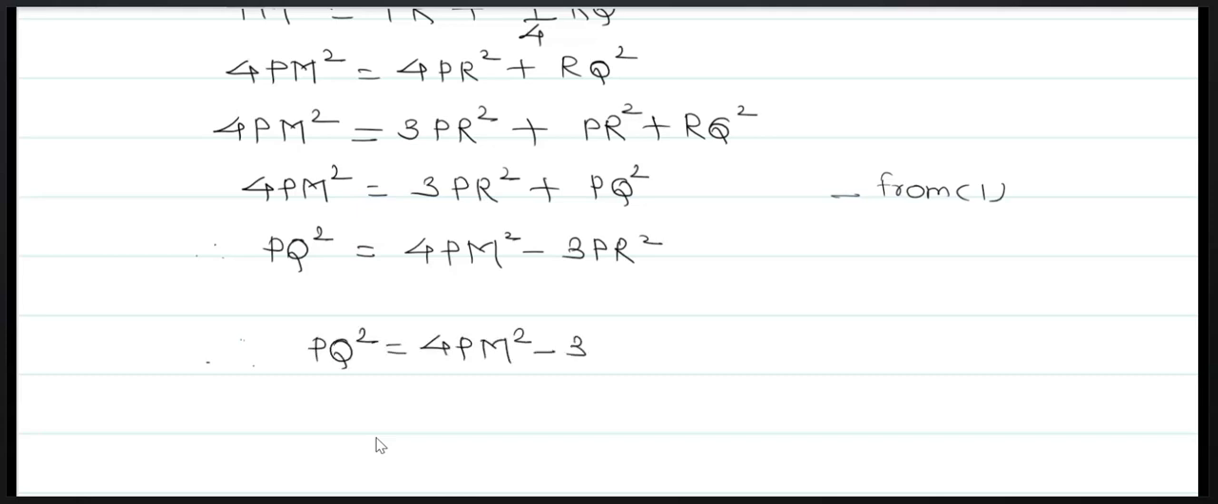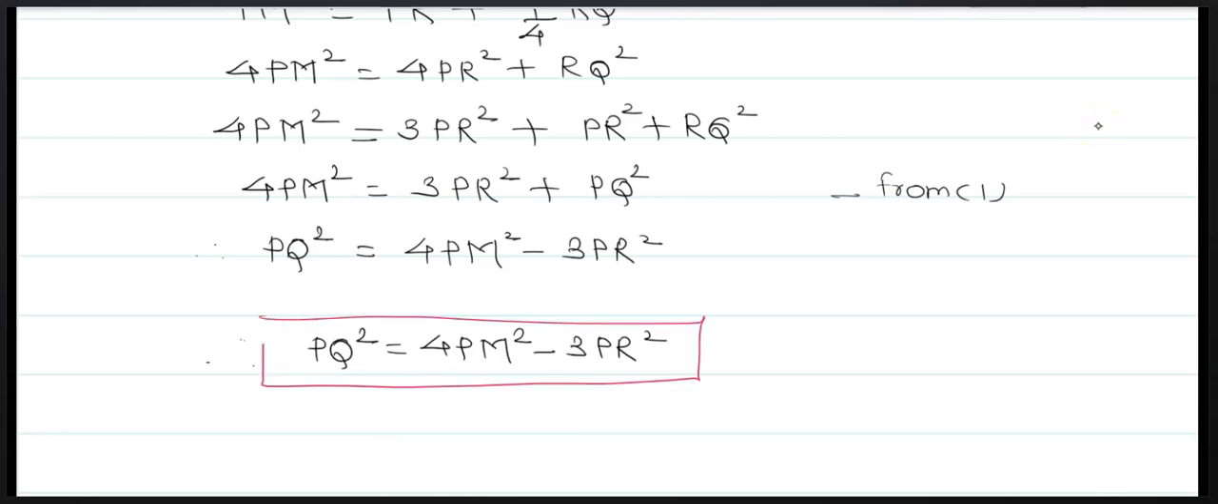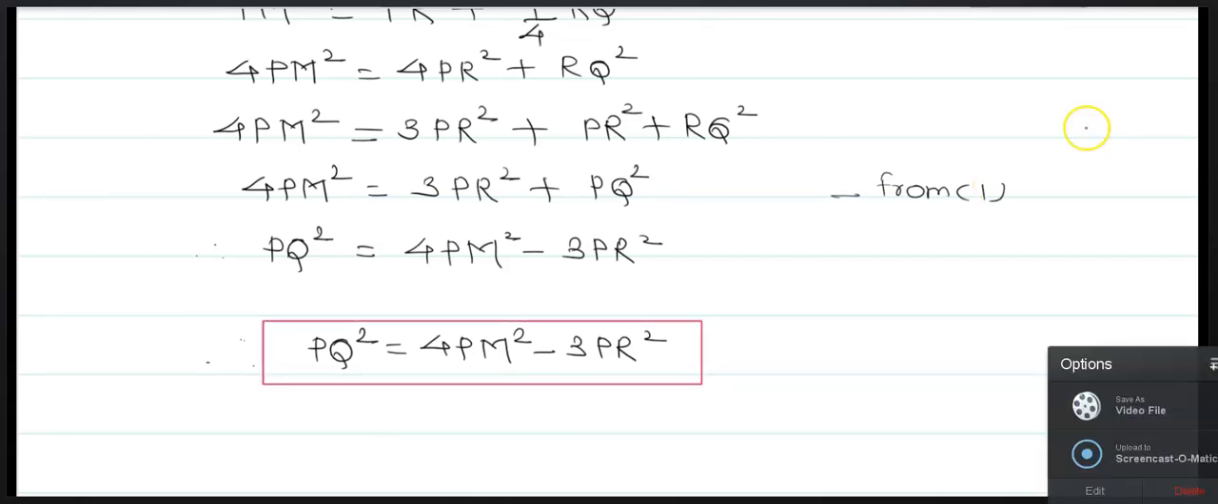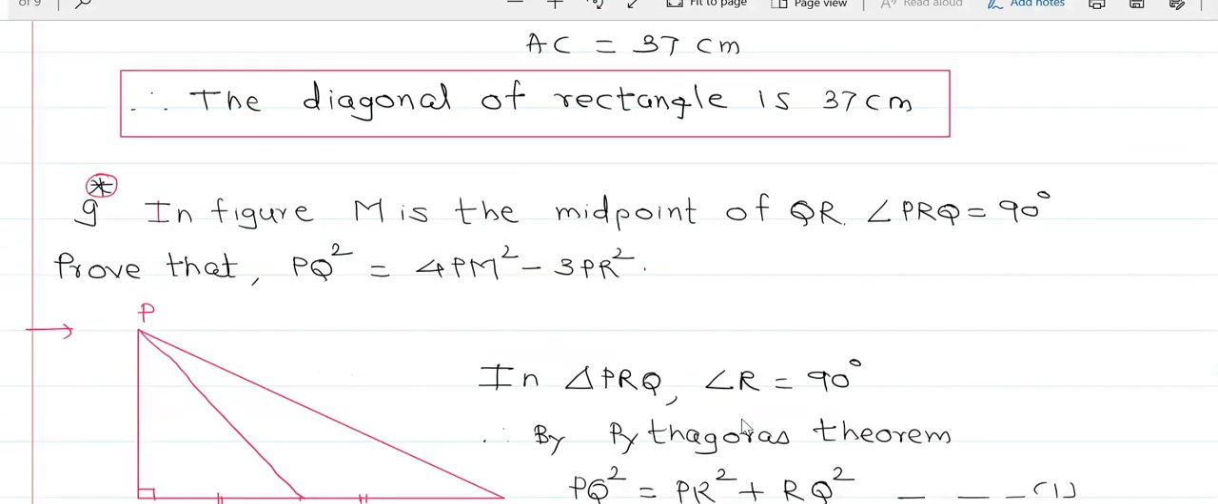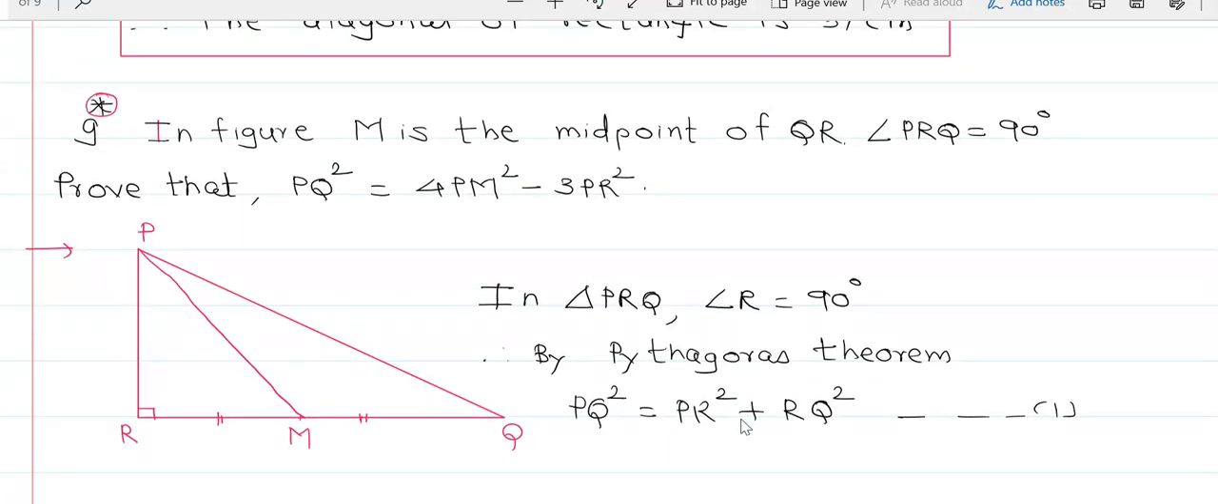Therefore, PQ square is equal to 4PM square minus 3PR square. And hence it is a proof. See this again here. What we have to do? That is, we first consider the triangle PRQ.